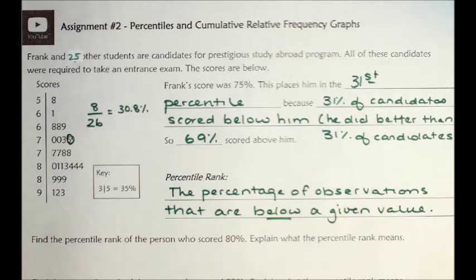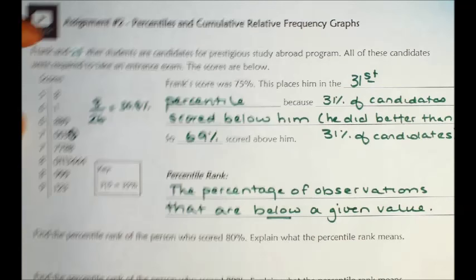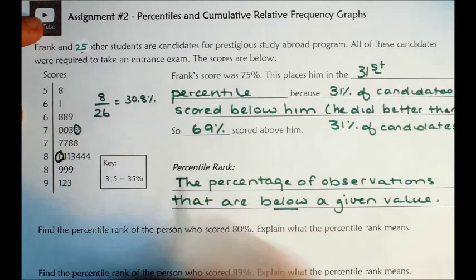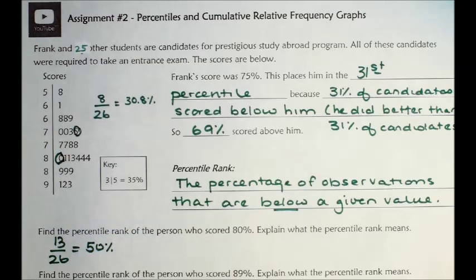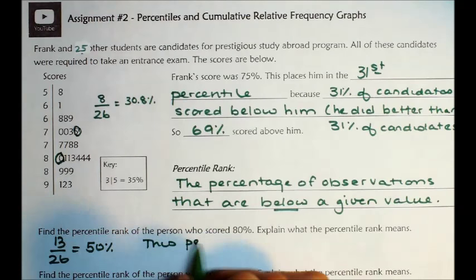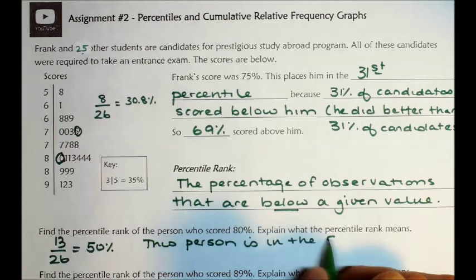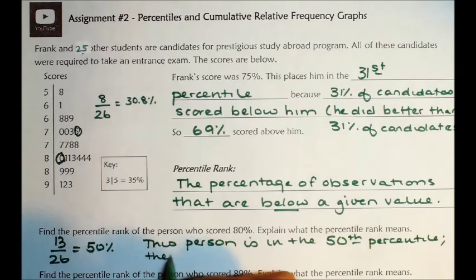We want to find the percentile rank of the person who scored 80%. So in our stem plot, here's our person that scored 80%, and there are 13 people that scored below. 13 out of 26 places this person at 50% of the other candidates. So this person is in the 50th percentile. They scored higher than 50% of people.